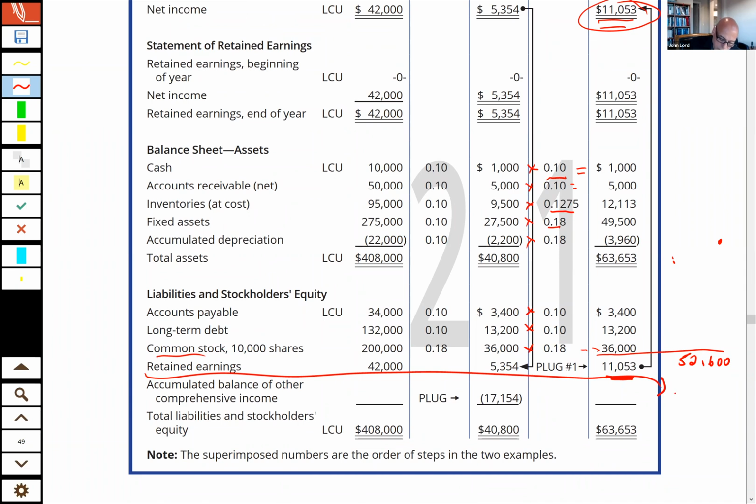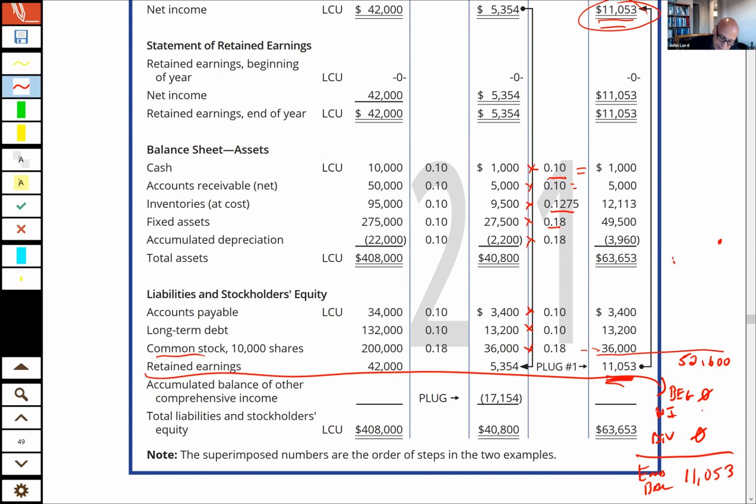Retained earnings, we're saying, had a beginning balance of zero. At this point, I don't know what the net income is. Dividends, there was nothing in this problem to indicate that they had dividends. So dividends were zero. So the ending balance in the retained earnings is what? 11,053, because I just plugged that number in there.